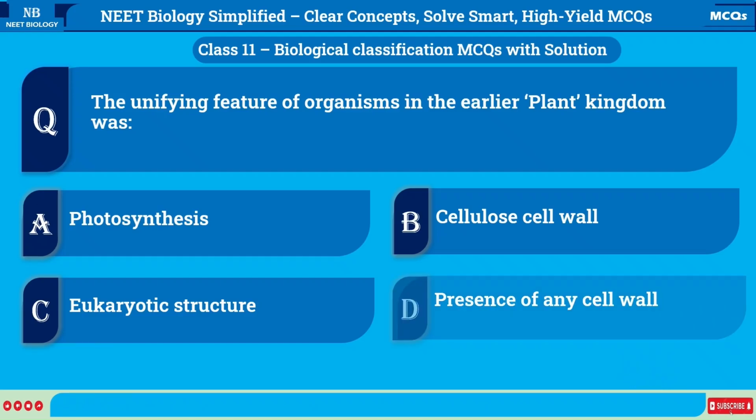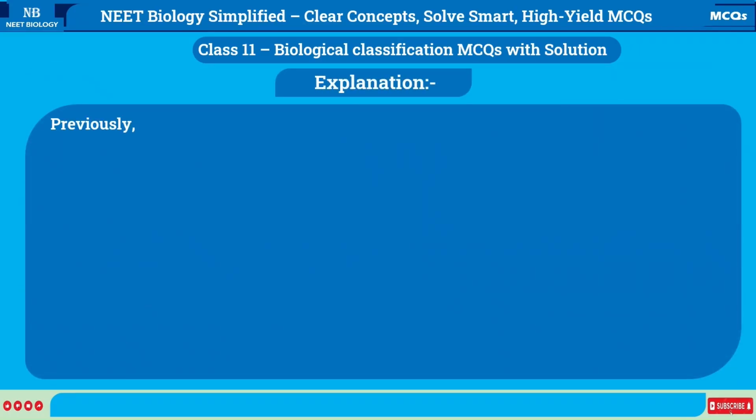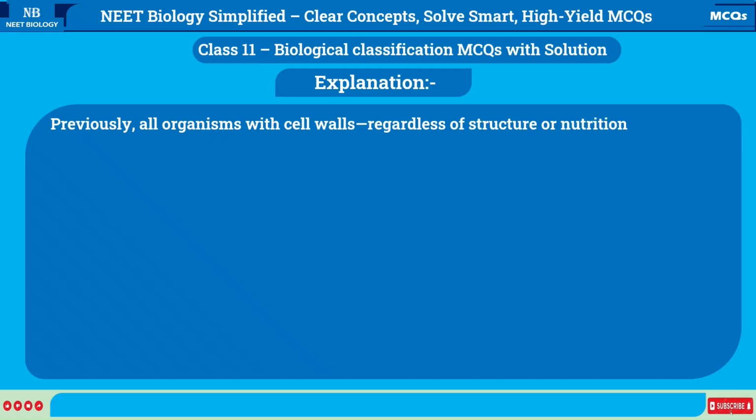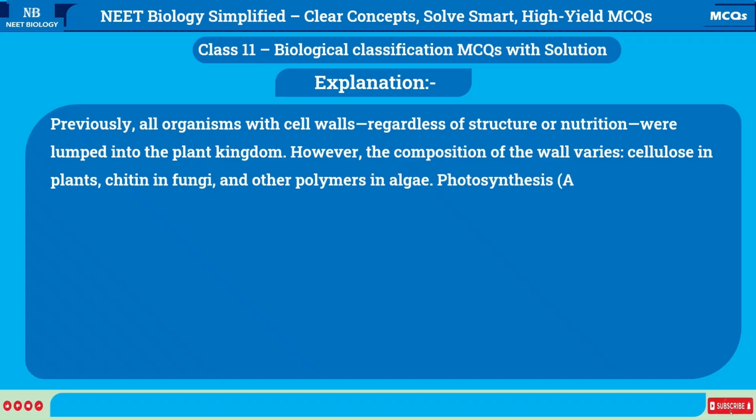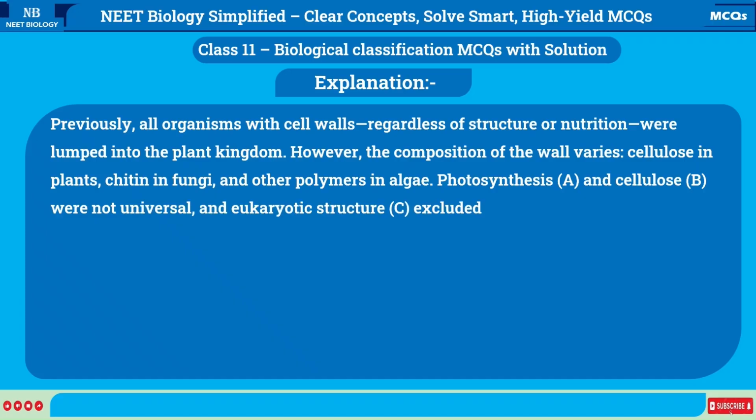Correct answer is D, presence of any cell wall. Explanation: previously, all organisms with cell walls, regardless of structure or nutrition, were lumped into the plant kingdom. However, the composition of the wall varies: cellulose in plants, chitin in fungi, and other polymers in algae. Photosynthesis, A, and cellulose, B, were not universal, and eukaryotic structure, C, excluded prokaryotic algae.